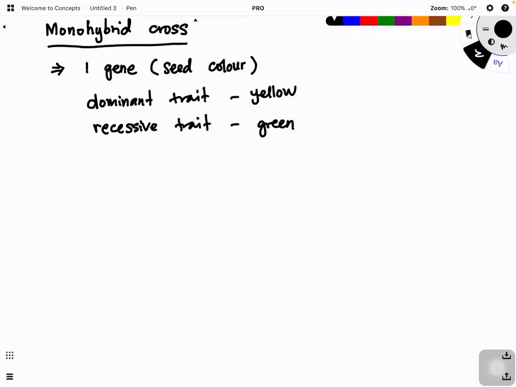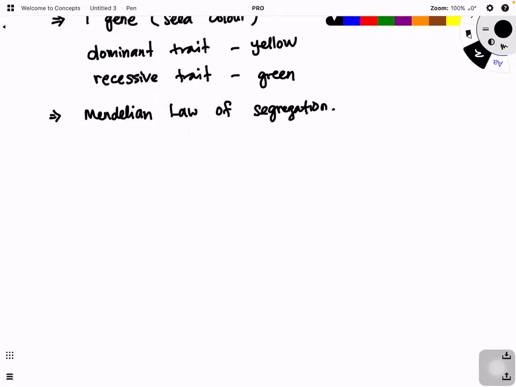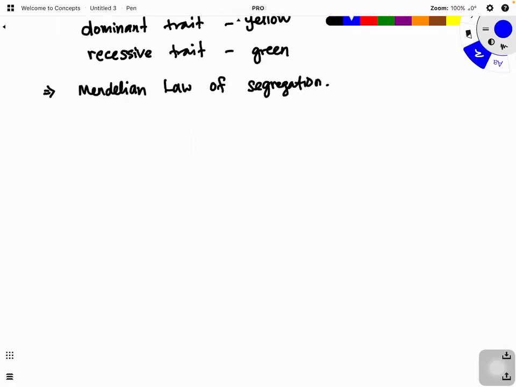So in this case, we're going to involve Mendelian law of segregation. This happens during meiosis one. A famous example in this cross: if I have a heterozygous yellow seed crossed with another heterozygous yellow seed, I know that they're heterozygous, so it must be big Y, small y for yellow, big Y, small y.